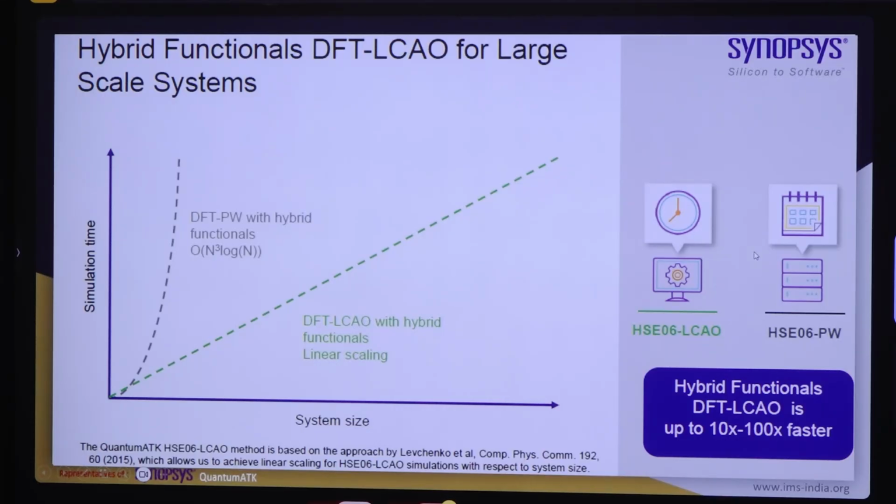Here you can see this is the pictorial representation of both basis sets. If you are dealing with the hybrid functional with the LCAO method, then you will get the result within an hour or so. But once you are running your simulation with the hybrid functional method with plane wave, then it will require a day or more than a day for the simulation result. So the conclusion is that the hybrid functional DFT LCAO is up to 10x faster than the DFT plane wave method.